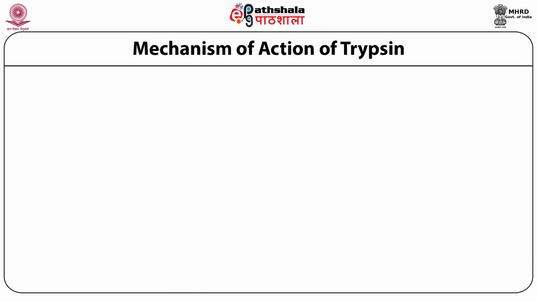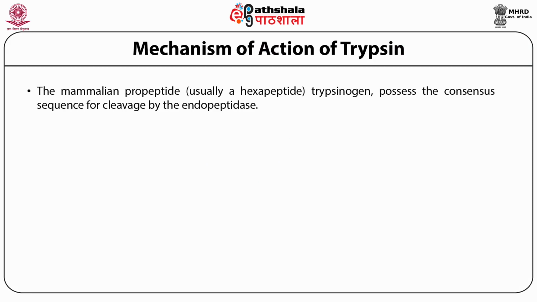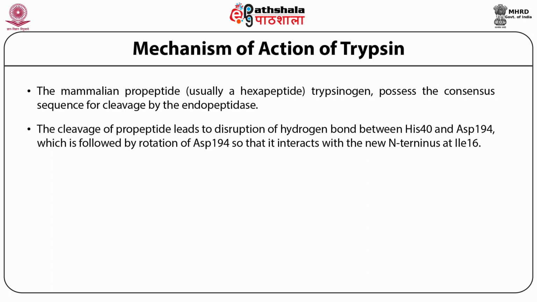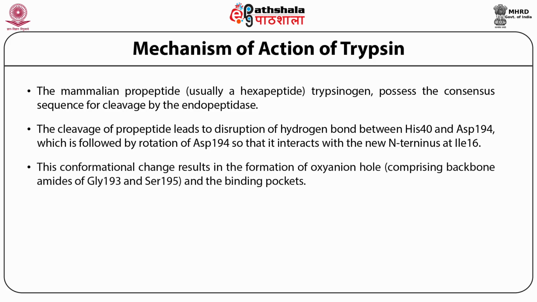Mechanism of action of trypsin. So the mammalian propeptide, usually a hexapeptide, of trypsinogen possesses a consensus sequence for cleavage by endopeptidases. Cleavage of the propeptide leads to the disruption of the hydrogen bond between histidine 40 and aspartic acid 194, which is followed by rotation of aspartic acid 194 so that it can interact with the N-terminal at isoleucine 16. These conformational changes result in the formation of the oxyanion hole comprising the backbone amides of glycine 193 and serine 195, and the binding pocket.